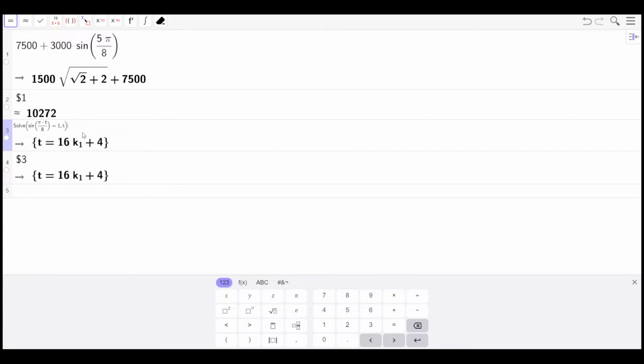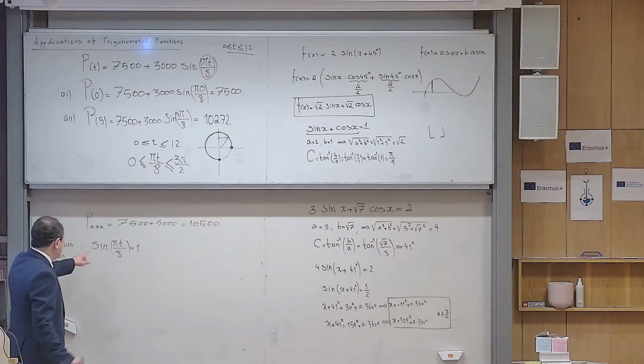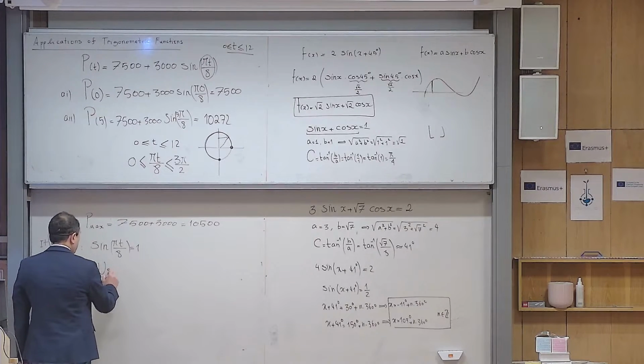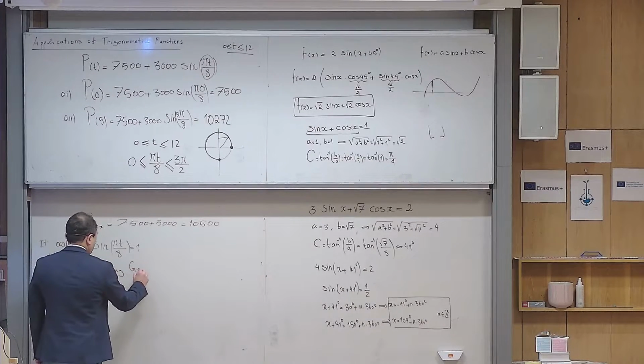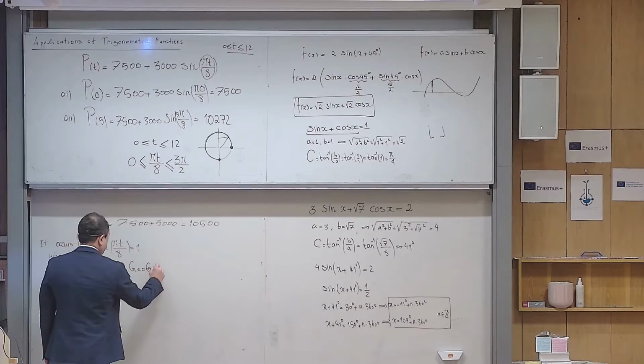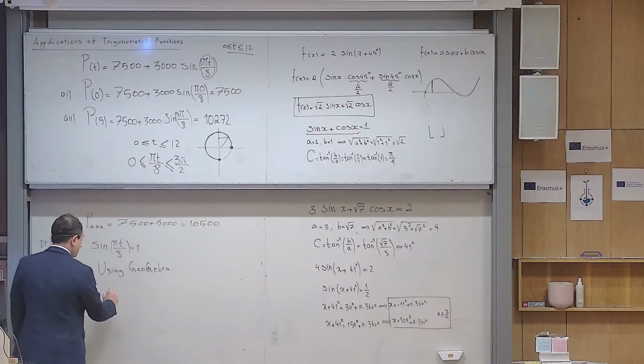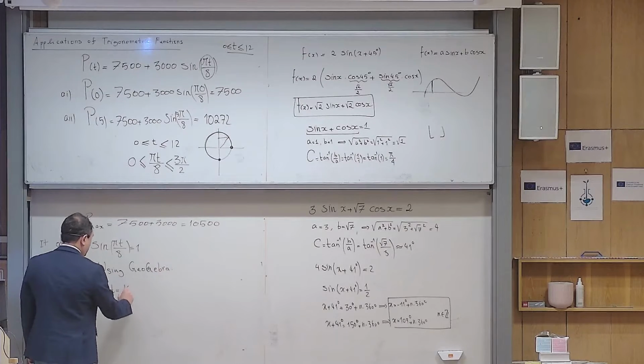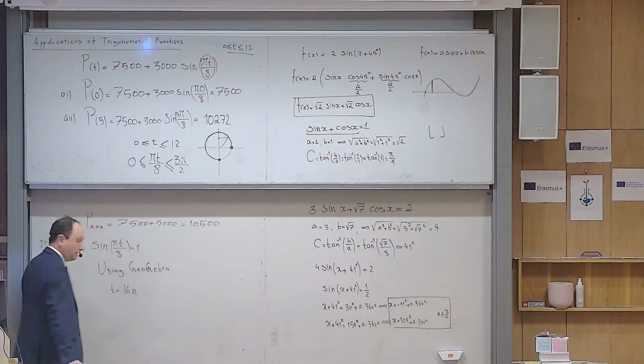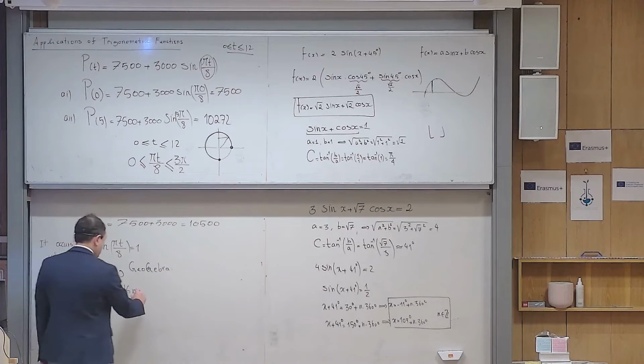And this k1, k2, whatever GeoGebra provides, is just what we denoted by n. So you say that, using GeoGebra, t is equal to 16n plus 4.